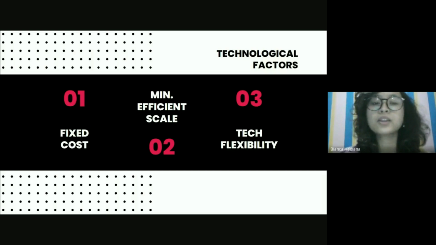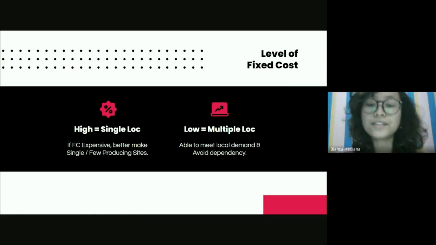The type of technology a firm uses to perform specific manufacturing activities can be pivotal in location decisions. For example, because of technological constraints, in some cases it is necessary to perform certain manufacturing activities in only one location and serve the world market from there. In other cases, the technology may make it feasible to perform an activity in multiple locations. Three characteristics of a manufacturing technology are of interest here. First is the level of fixed cost, second is the minimum efficient scale, and third is the flexibility of the technology. So the first one is the level of fixed cost.